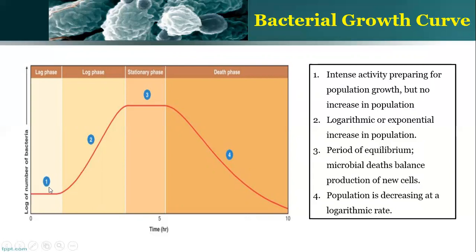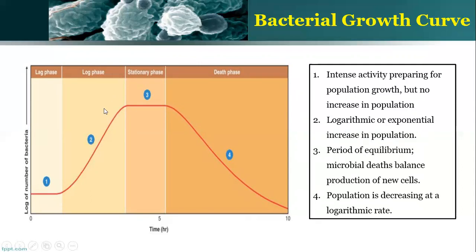So once it adjusts to the new environment and starts utilizing the nutrients, the metabolic activity of the organism is tremendously increased. That phase is denoted as log phase or exponential phase. So the second phase is the logarithmic or exponential phase, with an increase in population. Here the number of cells dividing is more when compared to the number of cells dying.